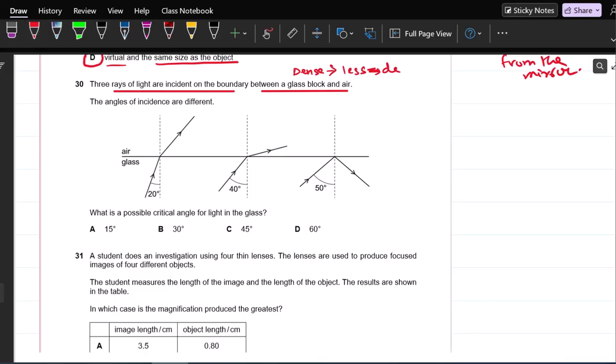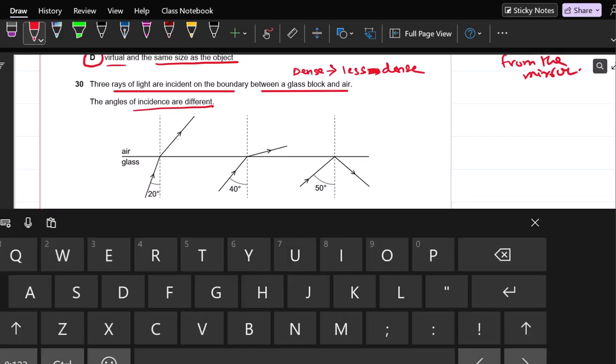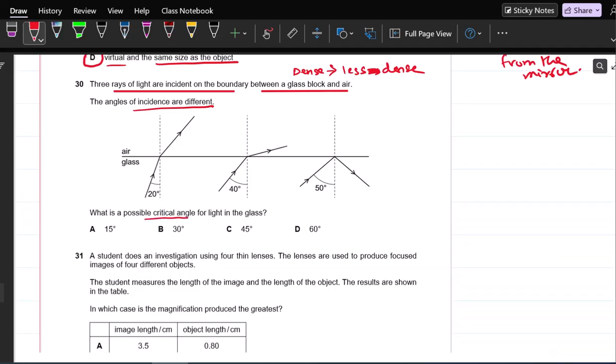Dense to less dense. The angle of incidence are different. What is the possible critical angle for light in the glass? Possible critical angle. So, critical angle we have to tell. Here refraction is going on. This angle is a little increased, it becomes 40 degrees. Now again refraction is occurring and the ray is bending away from the normal line.